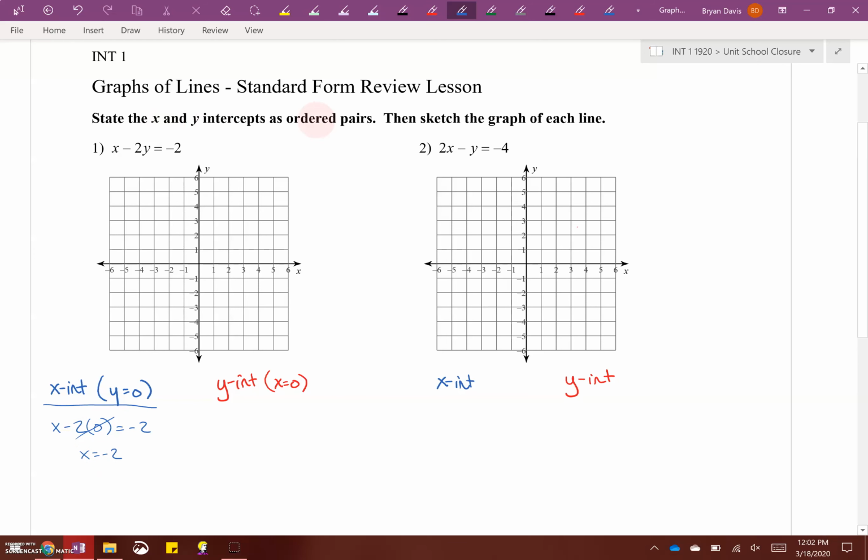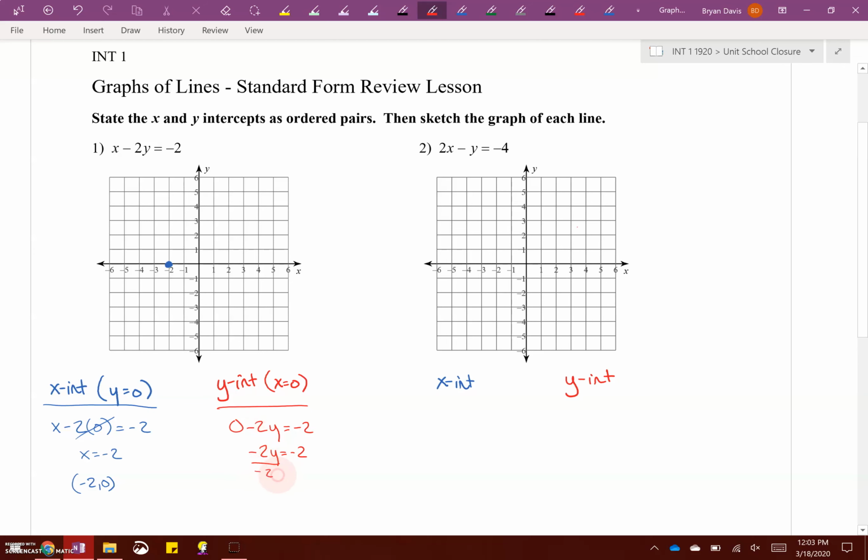I ask you to write the x and y intercepts as ordered pairs. I know that that ordered pair is going to be (-2, 0), so that's going to be my x-intercept, and I'm going to plot that right now. Next, I'm going to find my y-intercept. My y-intercept is where x equals 0, so I'm going to substitute x equals 0 and solve. So I see 0 minus 2y equals -2. I see -2y equals -2. Don't forget that negative sign in front of the 2. Students forget that quite often.